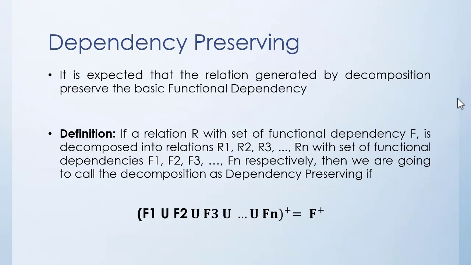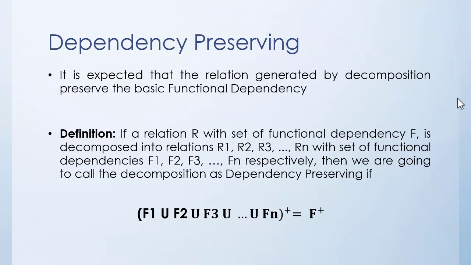If we go by the definition, if a relation R with set of functional dependencies F is decomposed into relations R1, R2, R3 and Rn with the sets of functional dependencies F1, F2, F3 and Fn respectively, then we call the decomposition dependency preserving if the closure of F1 union F2 union F3 union Fn is equal to the closure of F, which is the actual functional dependency set of the original relation R.